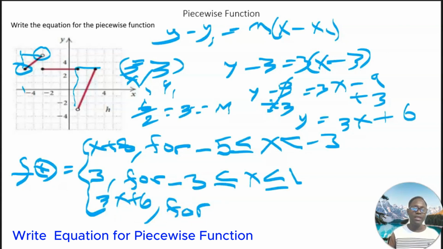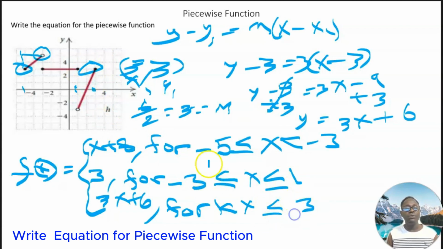For x, we have to find the x values. The x values in this case for this graph or line are starting from here to here. Positive 1 with no equal sign, so it's less than x, and then x less than or equal to, in this case, 3. So it should be less than or equal to 3 because we have a closed circle.